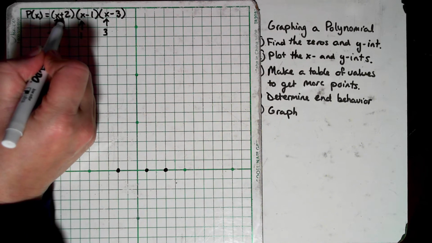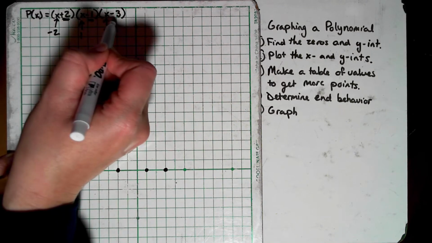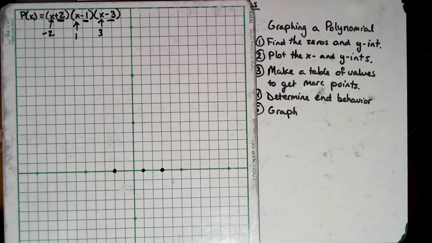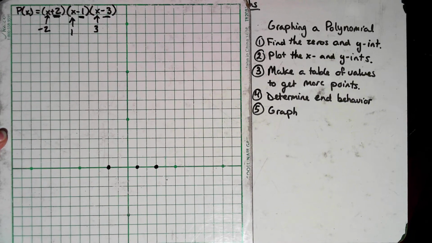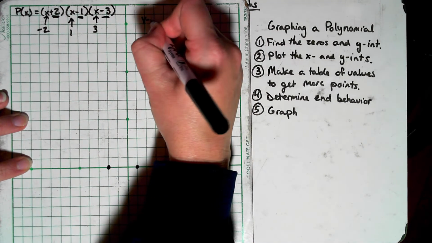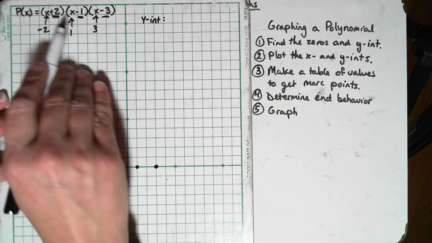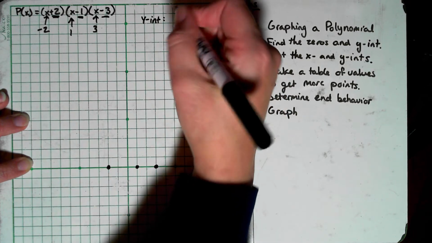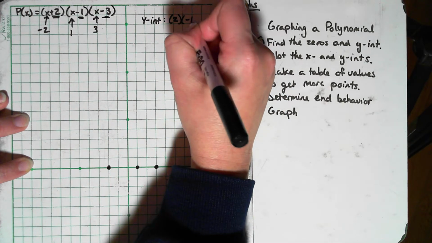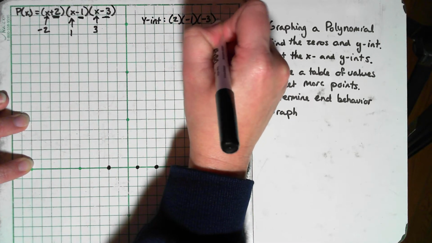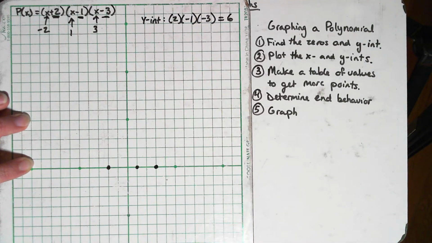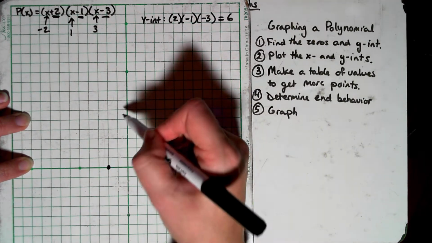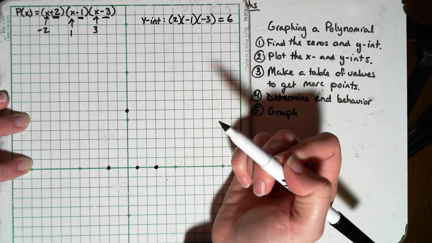All we do is we take all of these constant numbers, we multiply them together, because that's what would form that constant term if we had done this multiplication. So all I have to do for my y-intercept is multiply together positive 2 times negative 1 times negative 3. And 2 times negative 1 times negative 3 is positive 6. So that's my y-intercept. That would go right here.